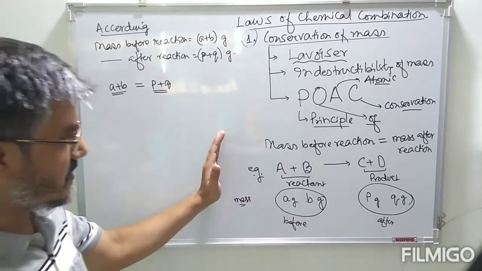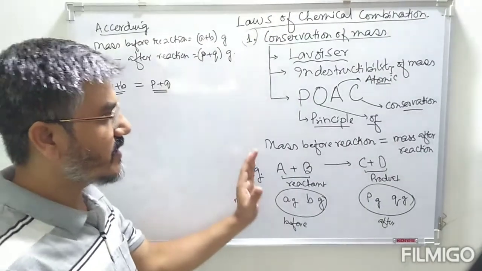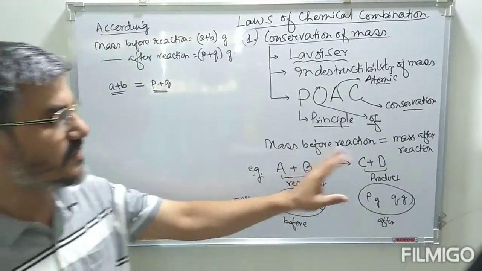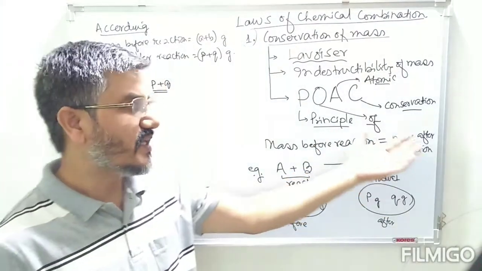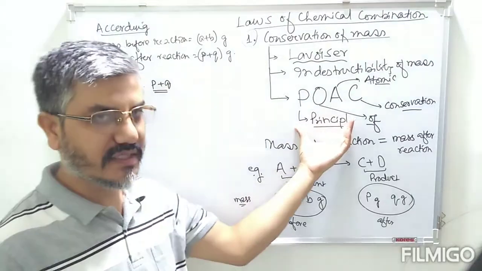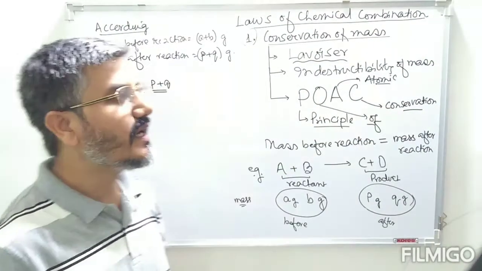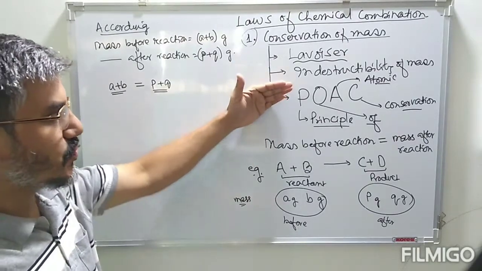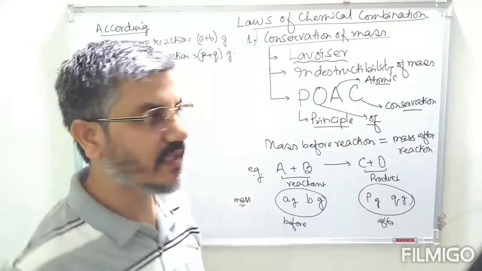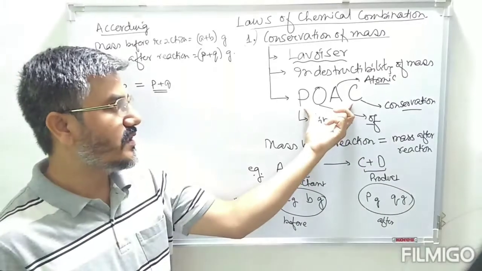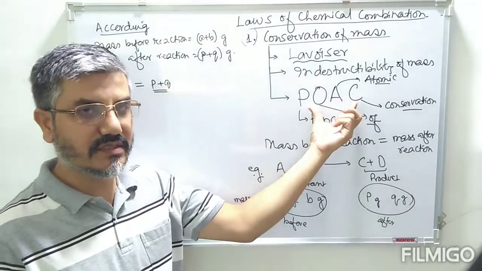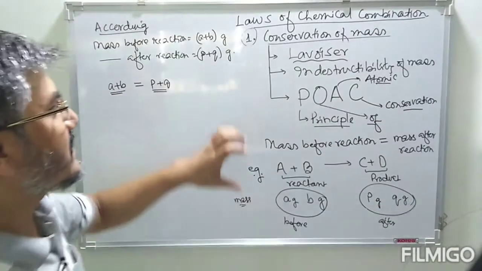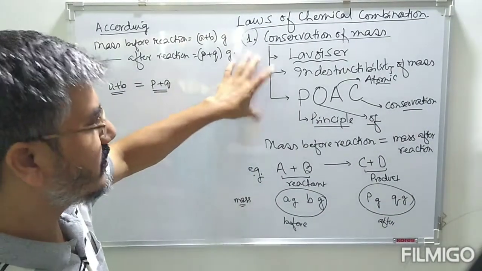So the statement of this mass law is, in any given chemical reaction, mass before the reaction should be exactly the same as mass after the reaction. That means in any given chemical reaction, mass cannot be destroyed or created. And why? That is because in any given chemical reaction, there is always conservation of atoms before the reaction and after the reaction. So this is what we call conservation of mass.